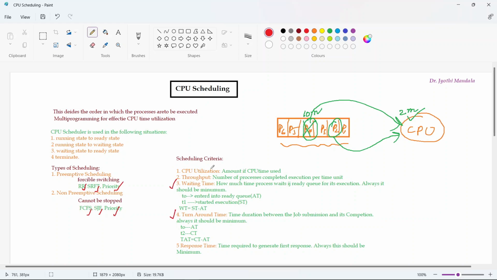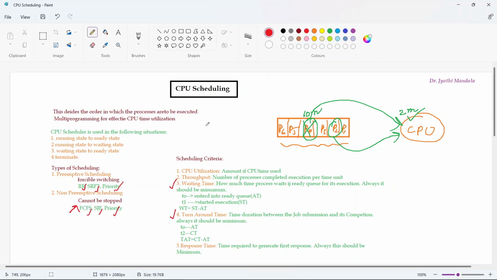We are not going to calculate the CPU time or how many processes we execute, and we are not bothered about the first response. Always we want the final output, right? So we will consider the waiting time and turnaround time. For each algorithm we will understand how it works and then calculate the waiting time and turnaround time. From the next lecture onwards, we'll start with the FCFS algorithm, first come first serve.